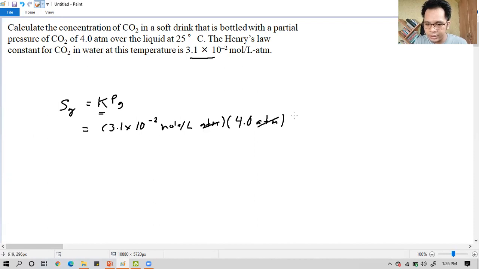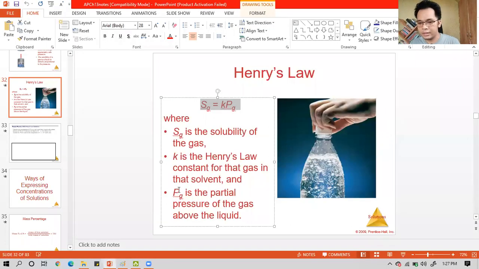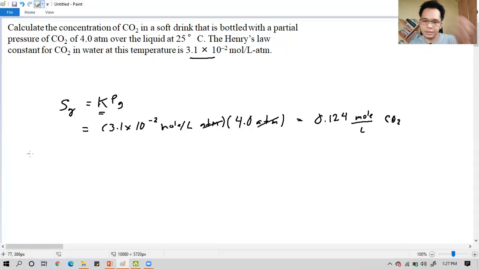So it's just a cancellation of units here, and we do the multiplication: 3.1 times 10 to the negative 2 times 4, and the answer is 0.124 moles per liter of carbon dioxide. So this is the solubility or molarity of CO2 in water at a partial pressure of 4 atm. So that is the solubility of the gas. That's the answer, and it's just a straightforward calculation, as you can see.